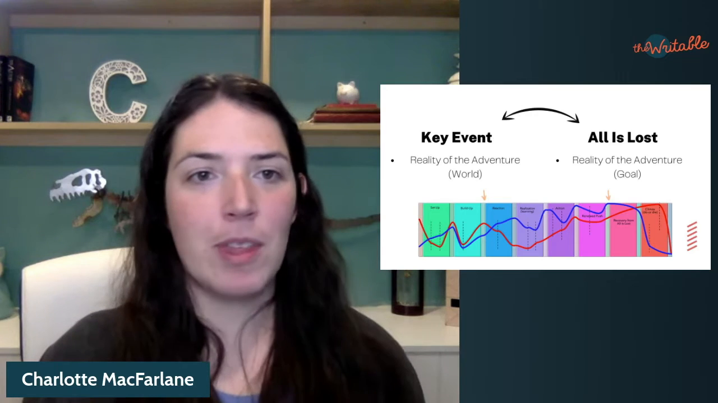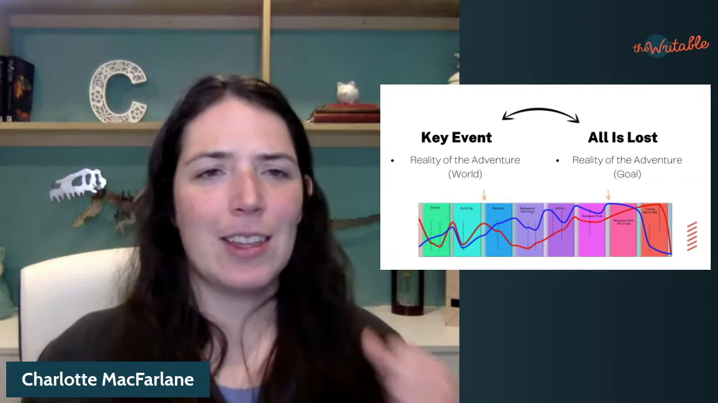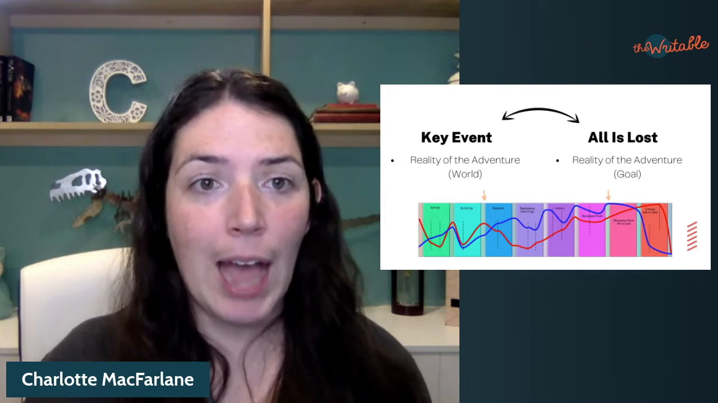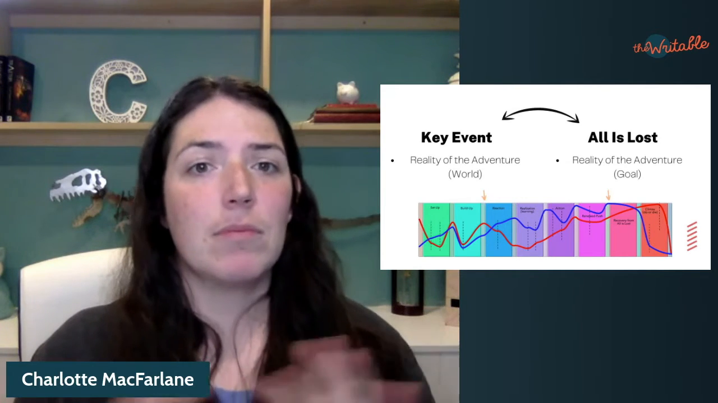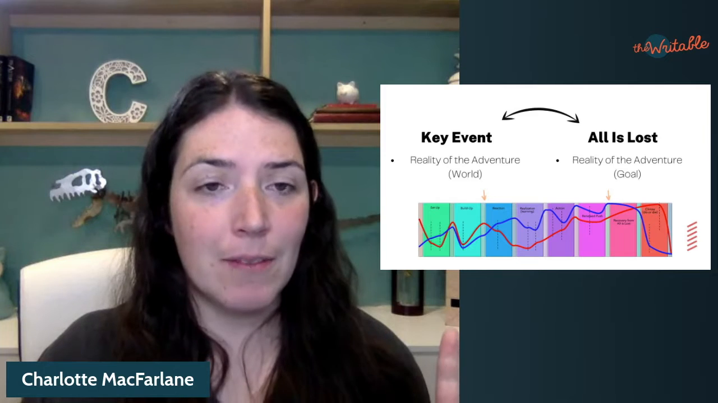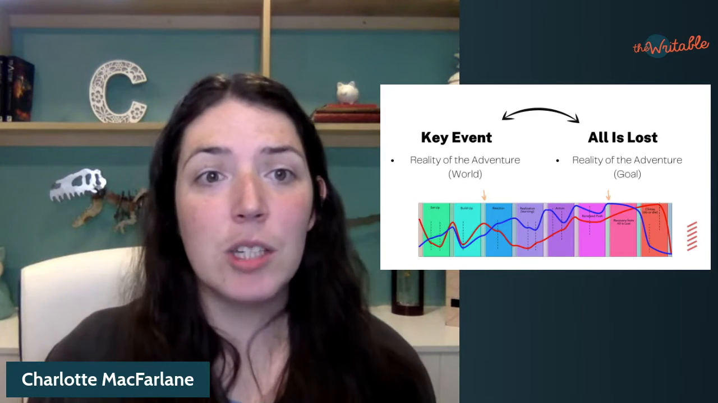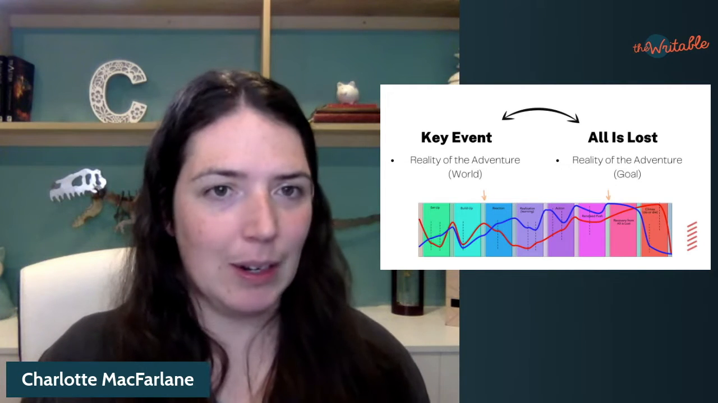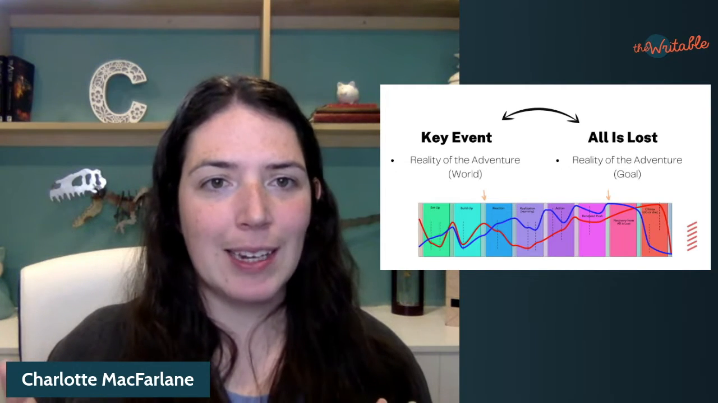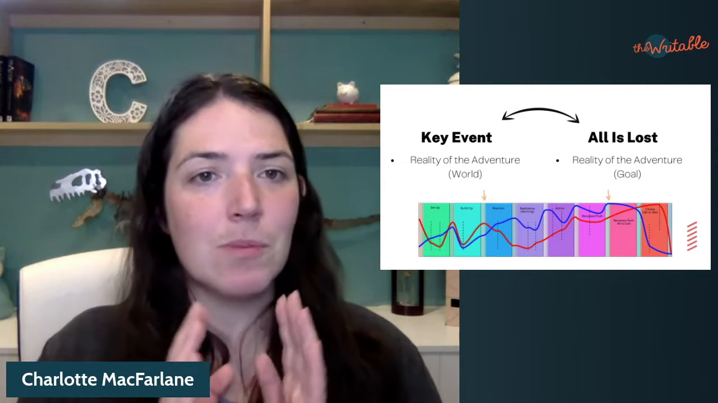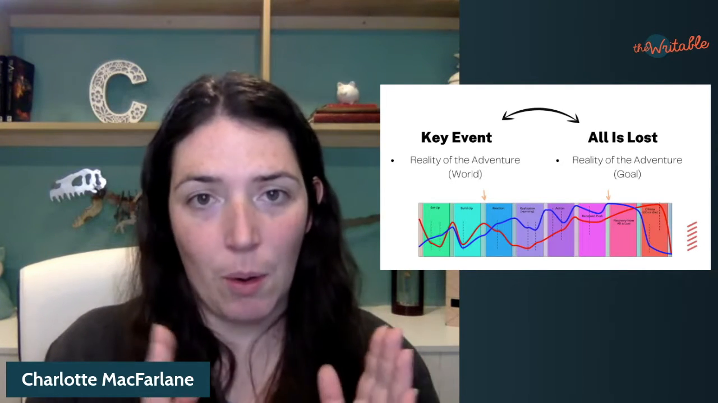So they show up, they've got their plan, they're acting in the way that they think they're supposed to act, and things go wrong. That is the reality of the adventure. That is the reality of the world around them. The all is lost moment is very similar in that we're getting another dose of reality, but this time it's more around the goal and more around the person, the hero.